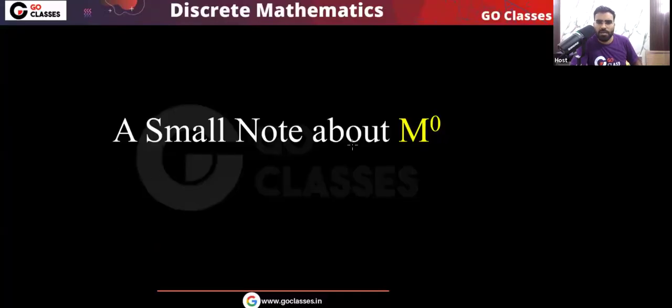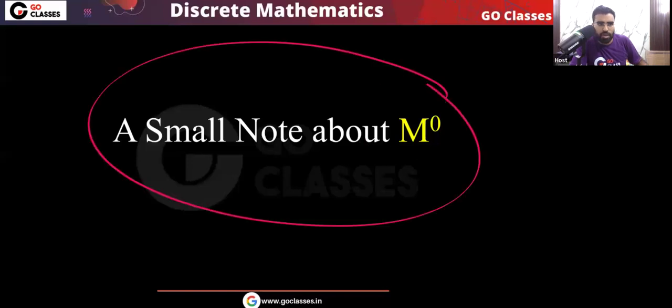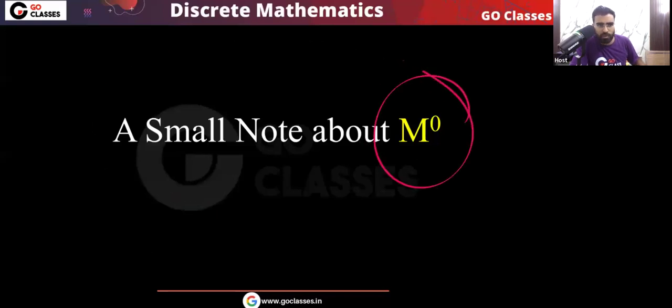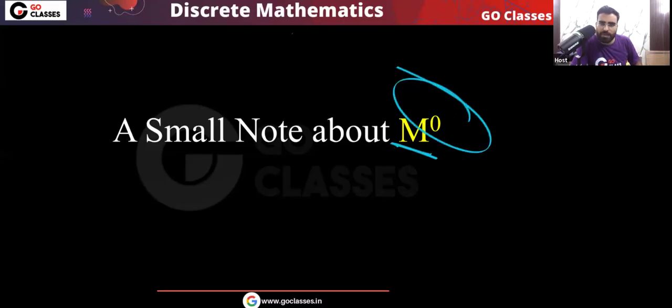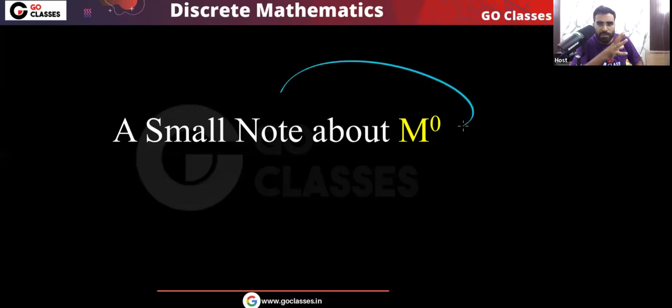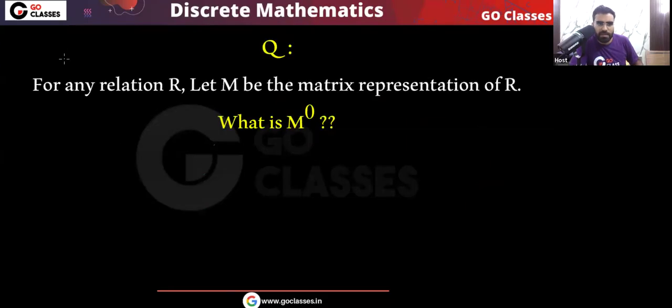Now let's see a small note about M power 0. What is M? M is the matrix representation of a relation R, the adjacency matrix of R. In the previous lecture, we discussed powers of the adjacency matrix like M power 1, M power 2, M power 3, M power 4, M power K. Now, what is M power 0? Let's discuss it. This is a very small point.